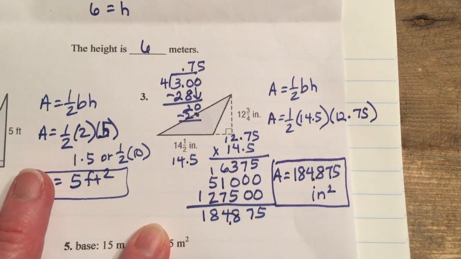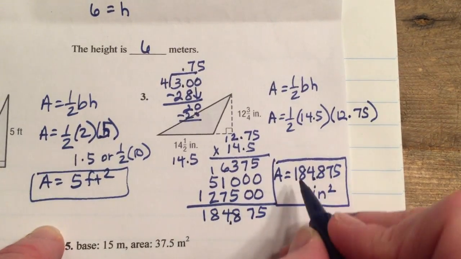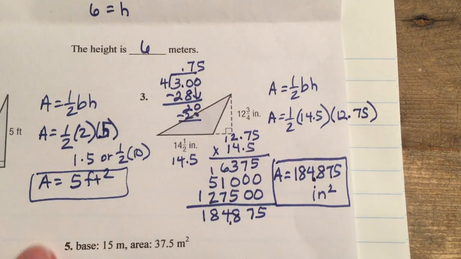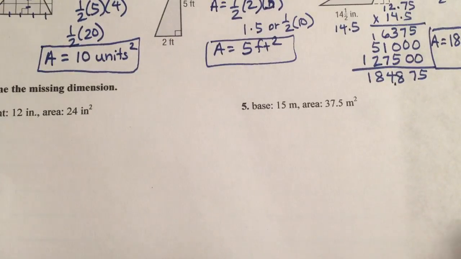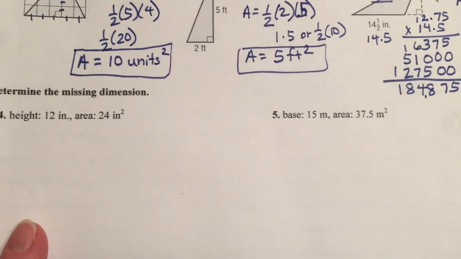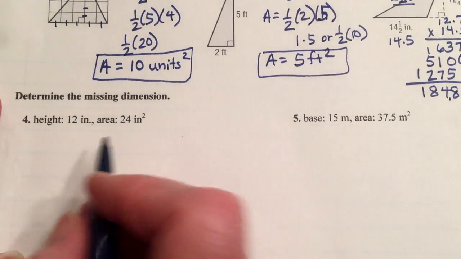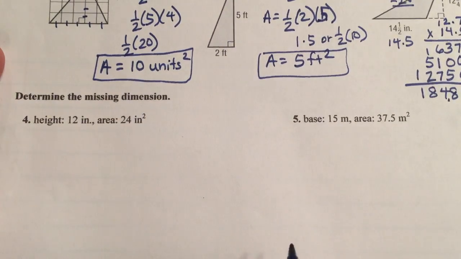All right, so I know it's kind of tiny, not much room. It's all right, but do your best. The last two problems, we're still using the area formula for a triangle, but we're not necessarily solving for area. We're supposed to find the missing dimension.